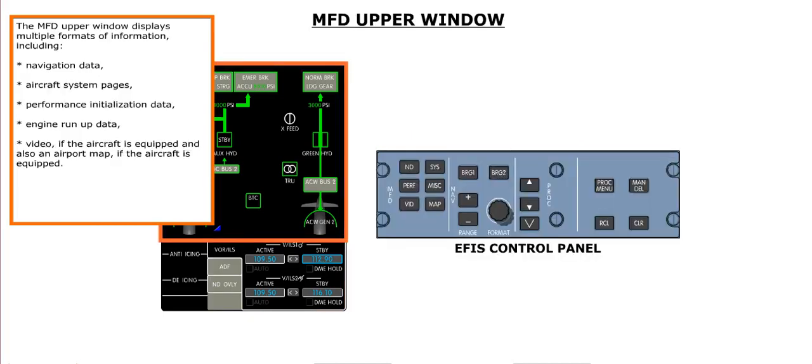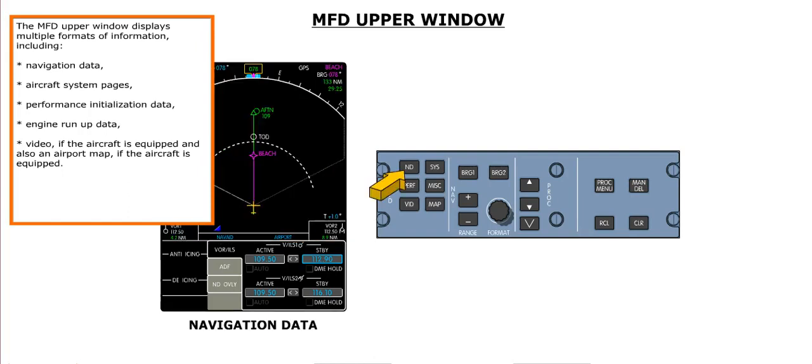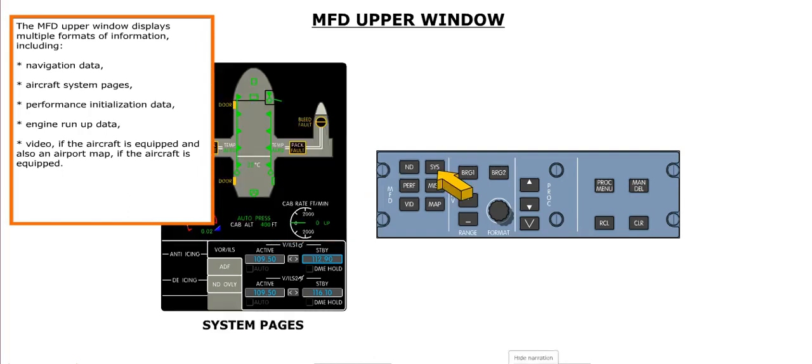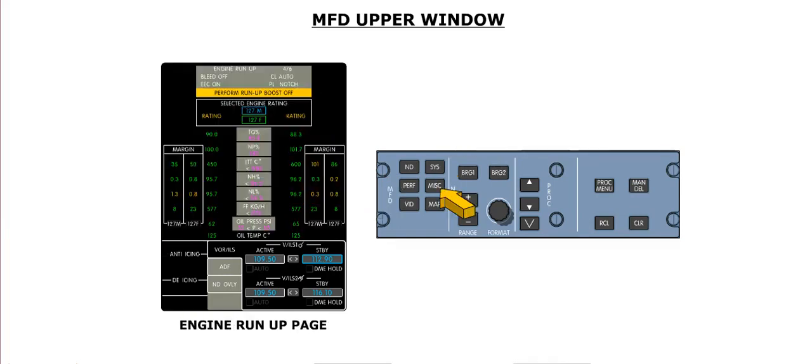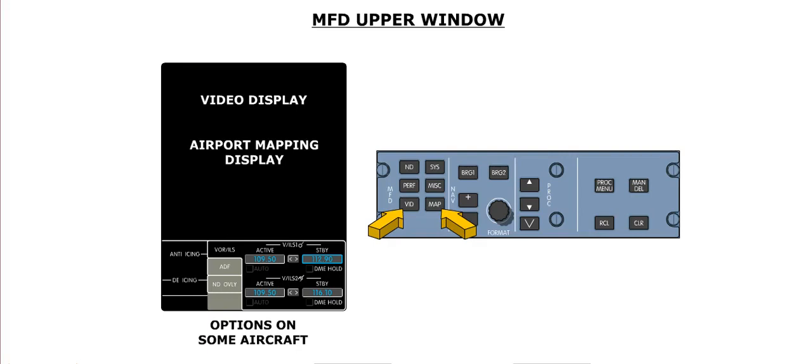The MFD upper window displays multiple formats of information, including navigation data, aircraft system pages, performance initialization data, engine run-up data, video, if the aircraft is equipped, and also an airport map, if the aircraft is equipped.